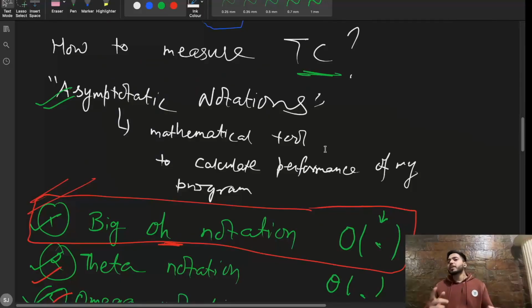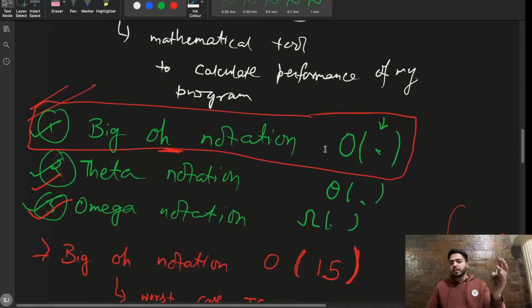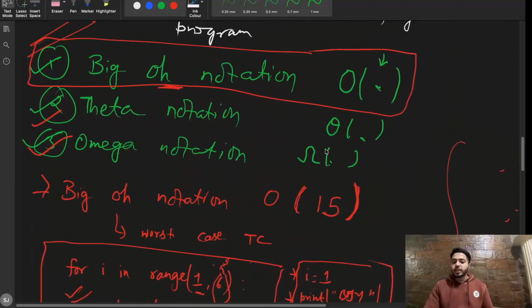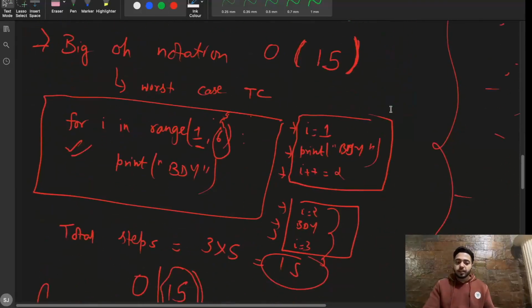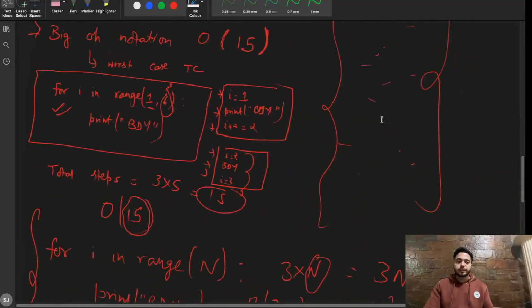Then how to measure? We measure it with the help of asymptotic notation, a mathematical tool to calculate the performance of a program. Then there are 3 asymptotic notations: big O, theta, omega. Big O is for the worst case, and in big O we specify the number of steps, which we have generalized using n, and we have seen how to do it, right?